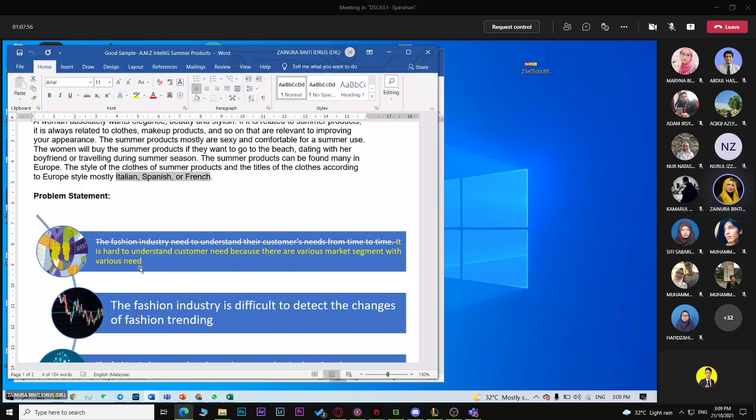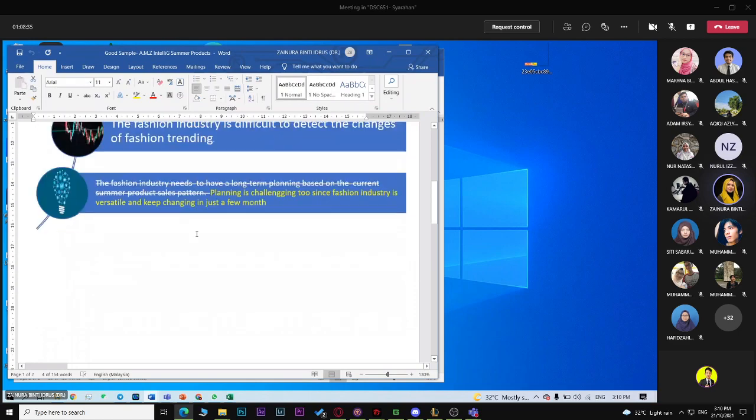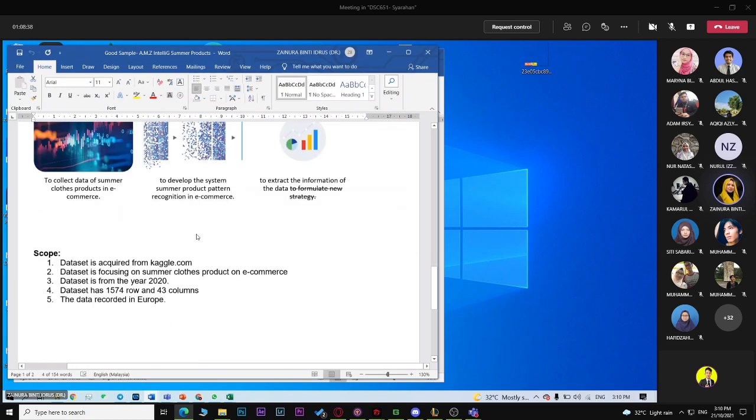Dia nak produce baju. So, what kind of baju? What kind of user need? Dia tak tahu. So, the fashion industry is difficult to detect and changes the fashion trending. Planning is challenging too, since fashion industry is versatile and keeps changing in just a few months. So, these are the problems that they're facing. And then, keep on changing lah. So, they don't understand. Currently, what is the trend? Do you know that in fashion industry lah, actually they also predict the future one. Sama tahun depan, sama tahun ni dia dah predict dah. Sebenarnya. Okay, so that is the problem and these are the objectives.